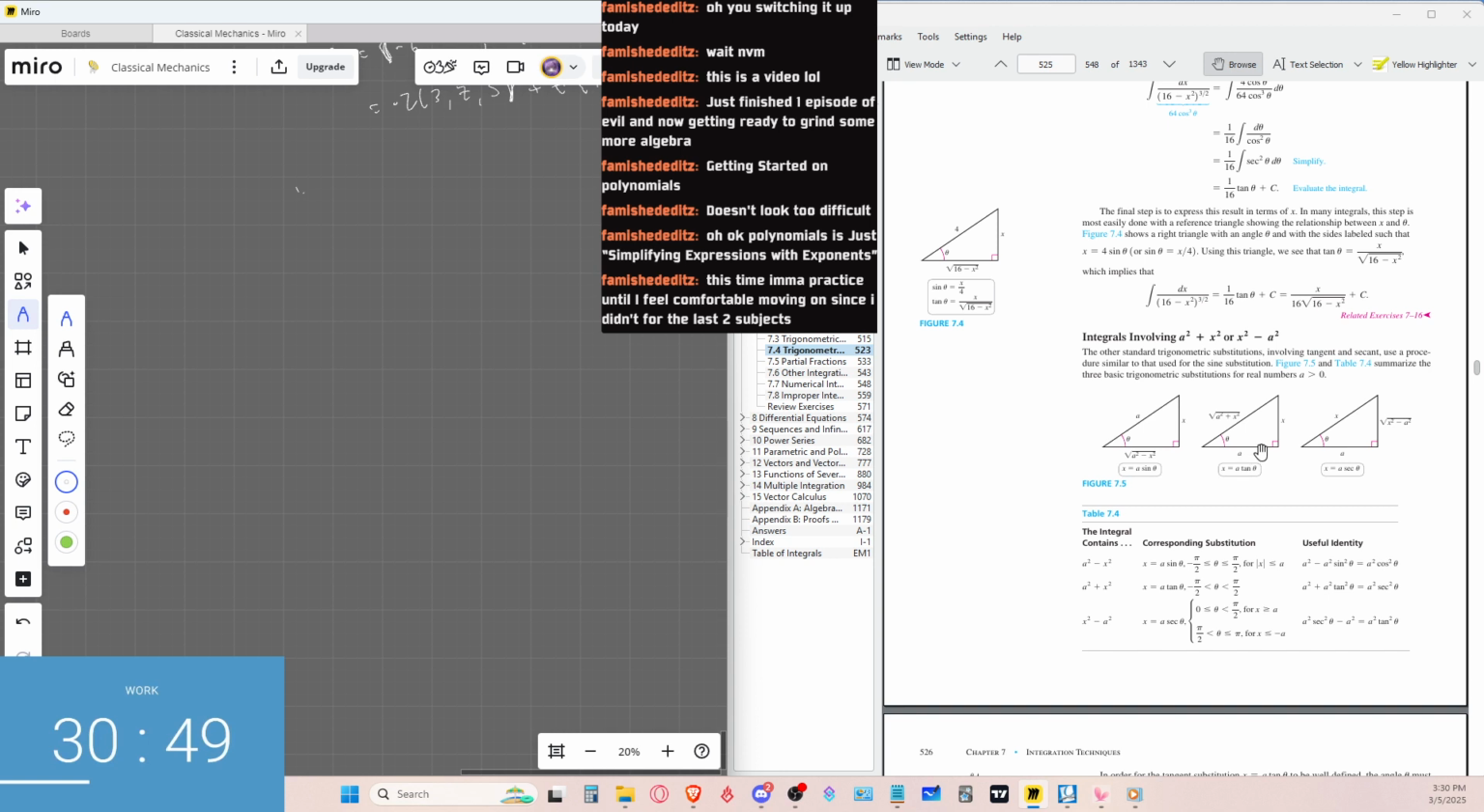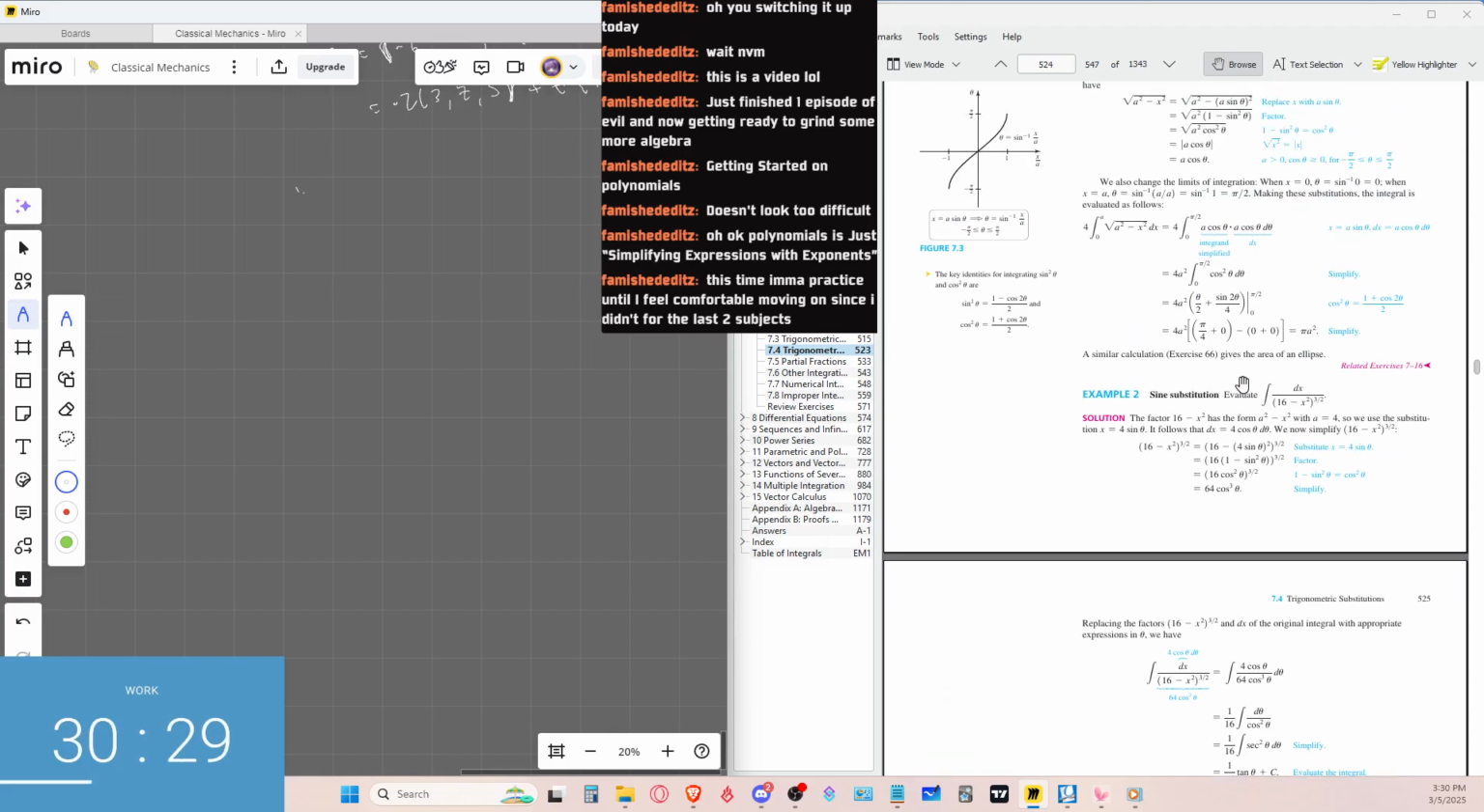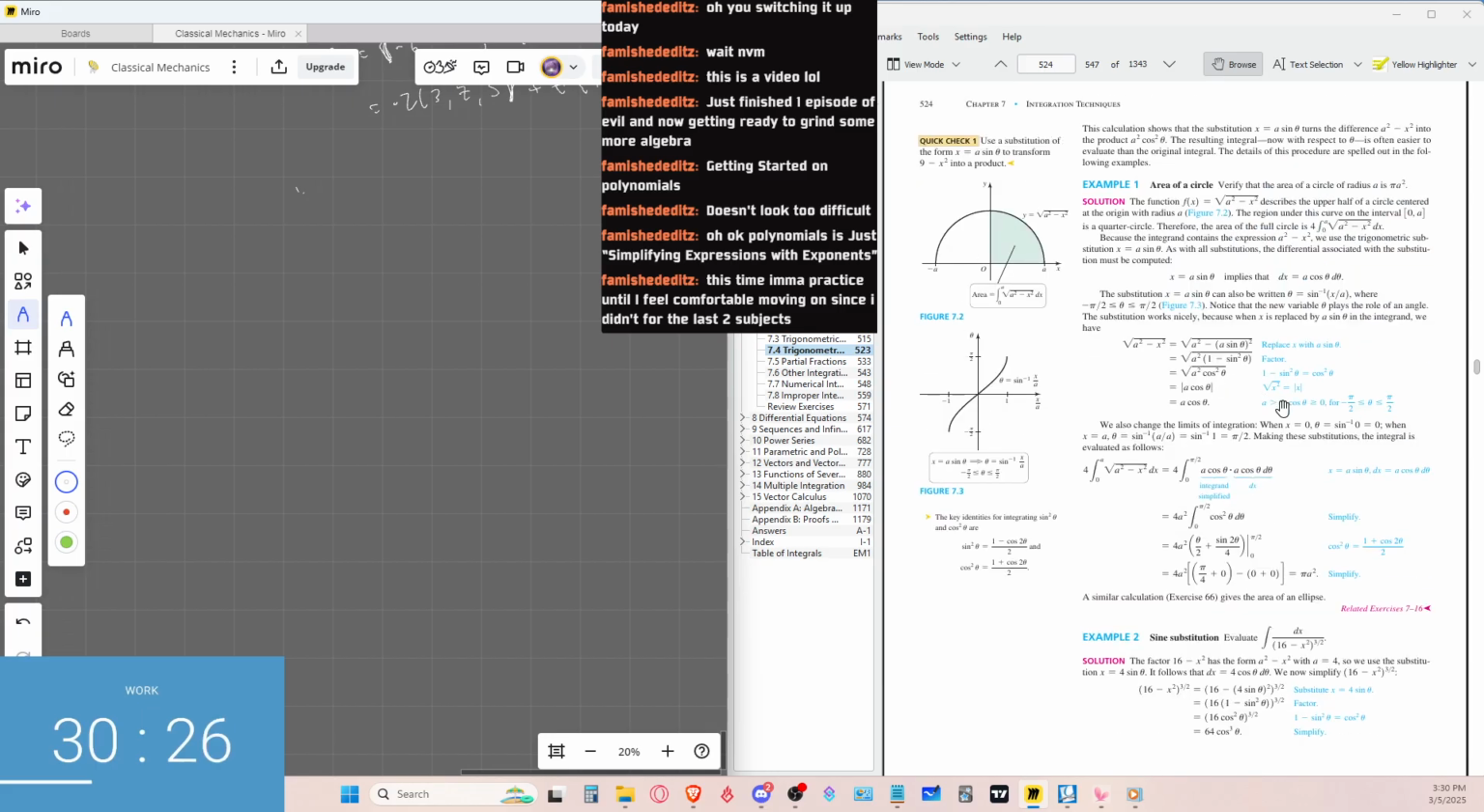So whenever x minus squared... Okay, so whenever a is in front, it's either sine or tangent. Whenever it's x in the front, then it's secant. Let's see how they do the first example.